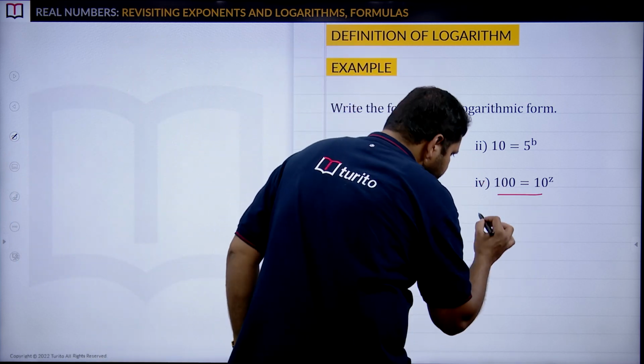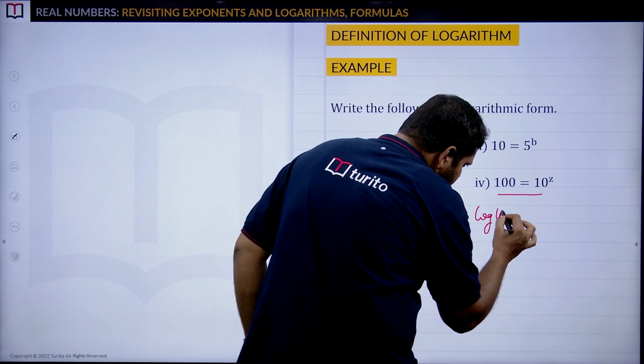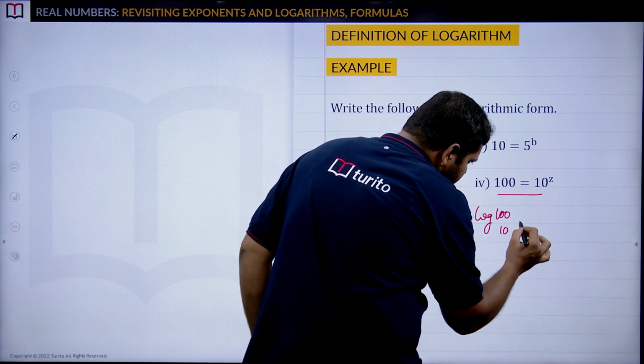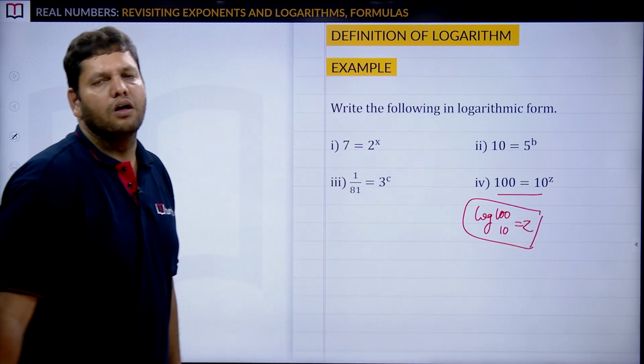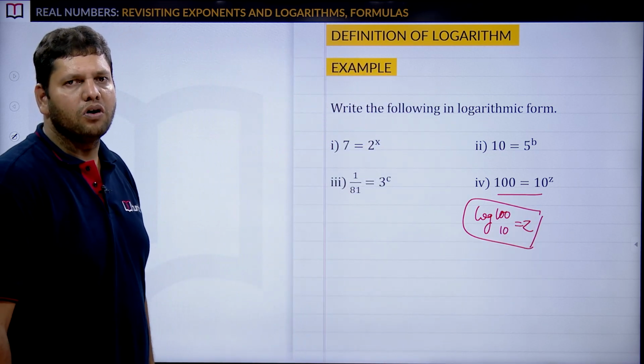100 is equal to 10 power z. So we can write it as log of 100 with base 10 is equal to z. That is the answer. Okay, so that is exponential form to logarithm form.